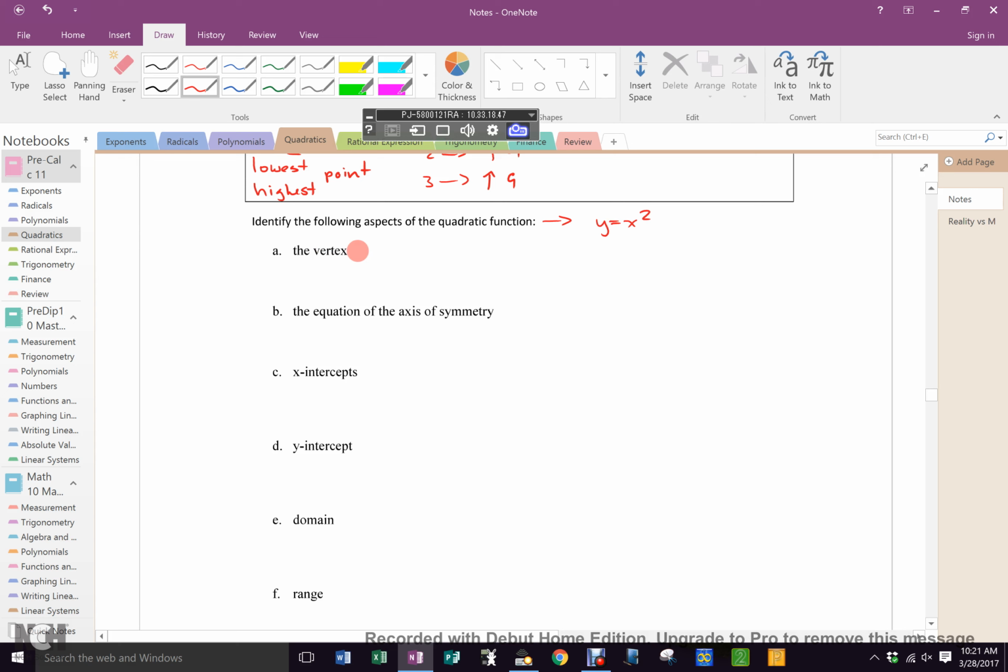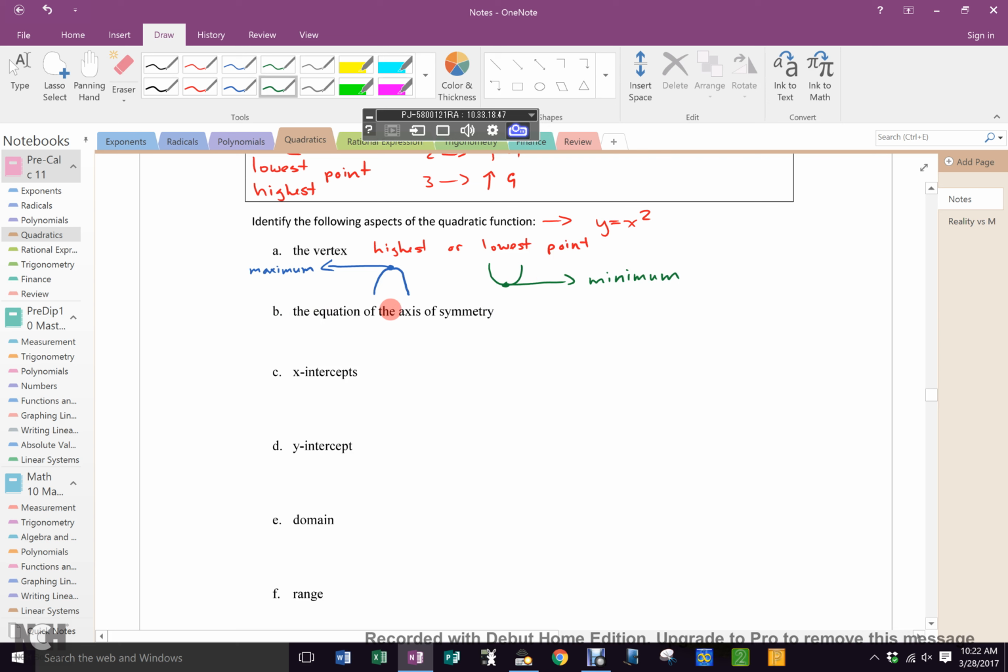Remember, the vertex is either the highest or lowest point. Now, yesterday we were playing with our calculators, and we came across new words for those. If it's the highest point, then the parabola looks like this. And what do you call that highest point? A maximum. If it's the lowest point, it looks like this. And what do you call that lowest point? A minimum. Everyone cool? Pretty self-explanatory, right? Yeah? Okay.